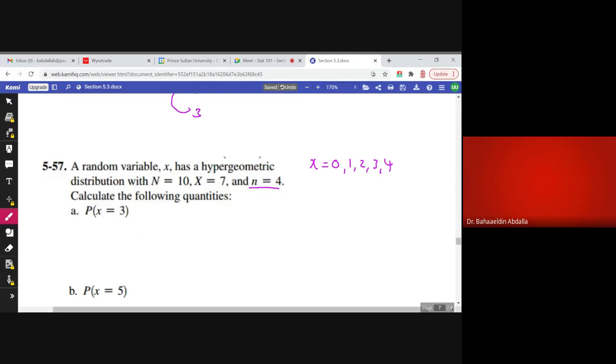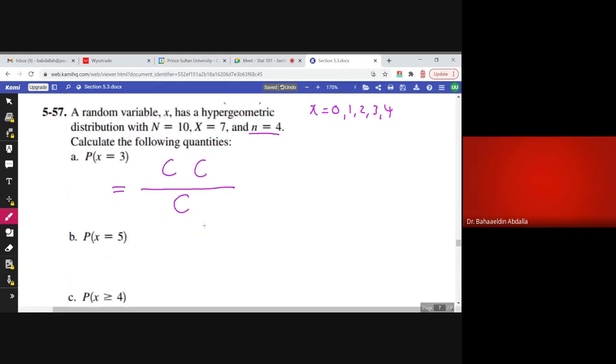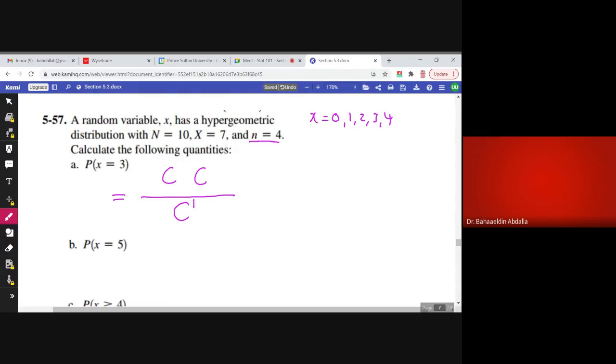So what is the probability that x equals 3? Let us find out. Again, C, C, C. In total, we have 10, capital N, and small n is 4. So we are selecting 4 out of 10. Those 10 are divided into 7 and 10 minus 7, 3.